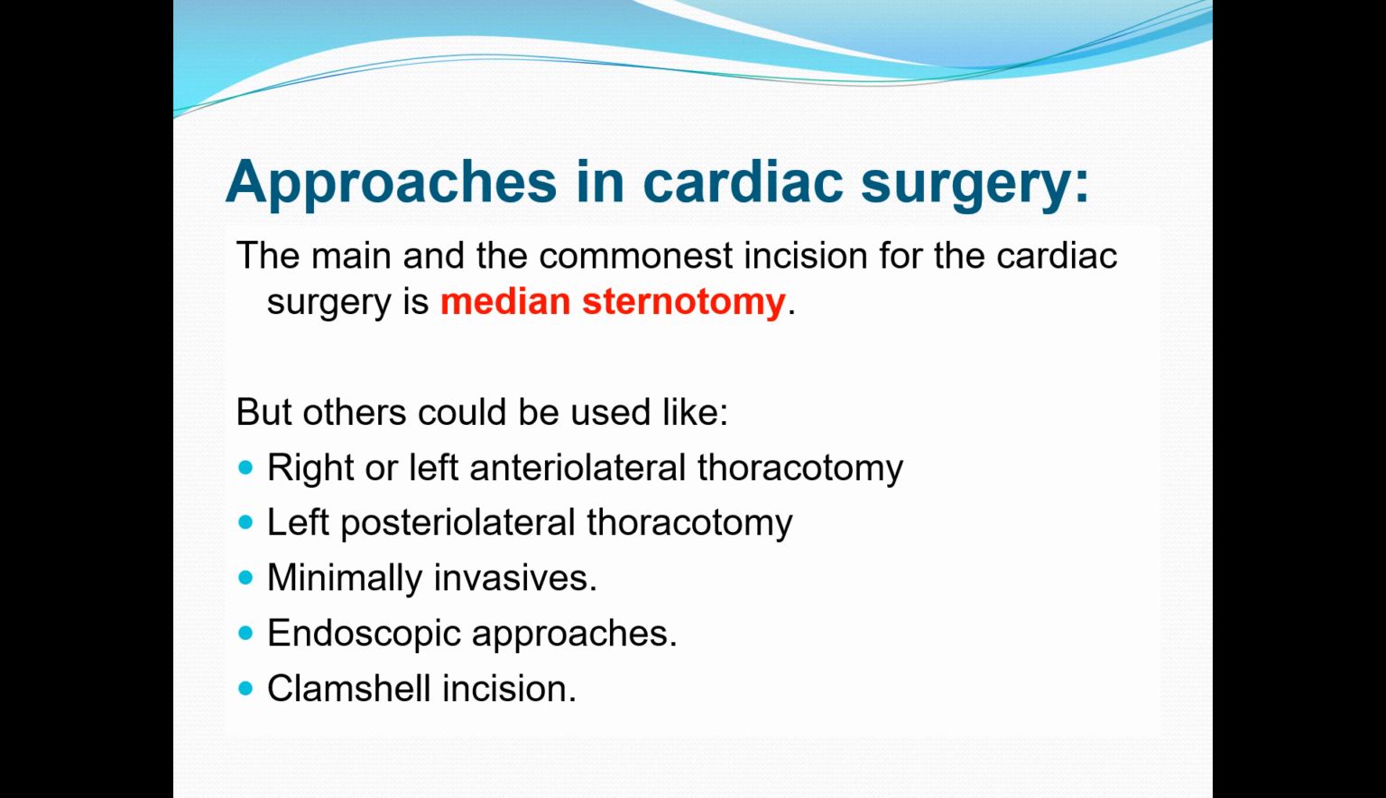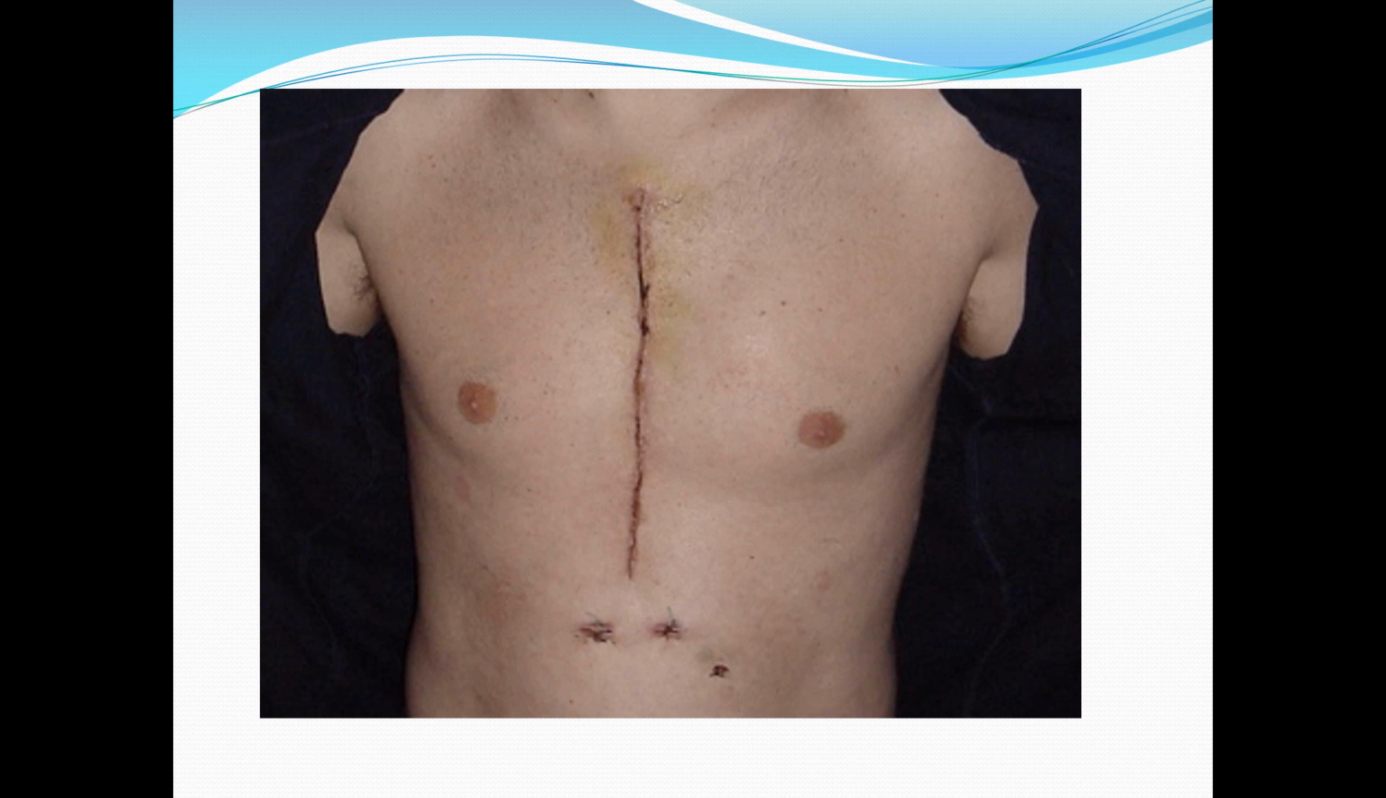Clamshell means a transverse skin incision, usually below the breast in females, and on both sides we do a transverse incision, and we open the skin and we divide the sternum to expose it. This is a median sternotomy. This is actually a very big incision, median sternotomy used in cardiac surgery.